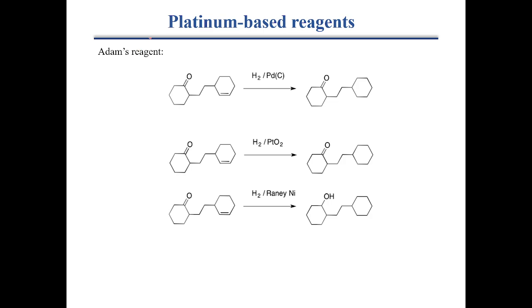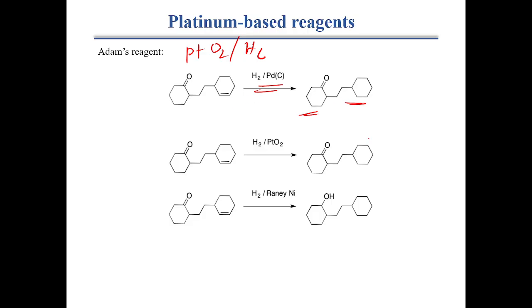So now I'm going to discuss about Adams reagent. This is the platinum oxide in presence of hydrogen. So this is basically a hydrogenation reaction. Any alkene is hydrogenated under cis orientation. And if we use palladium carbon and hydrogen, this is also giving a hydrogenated product.